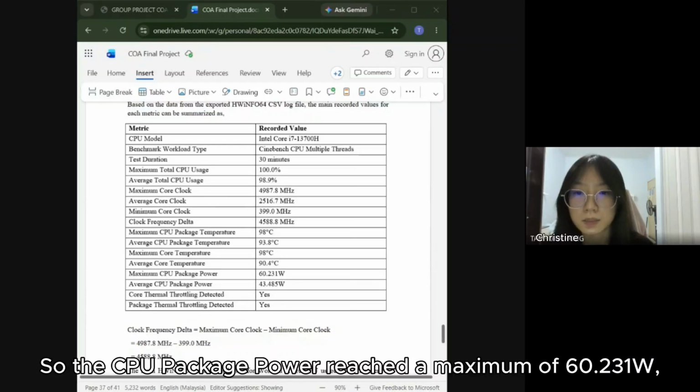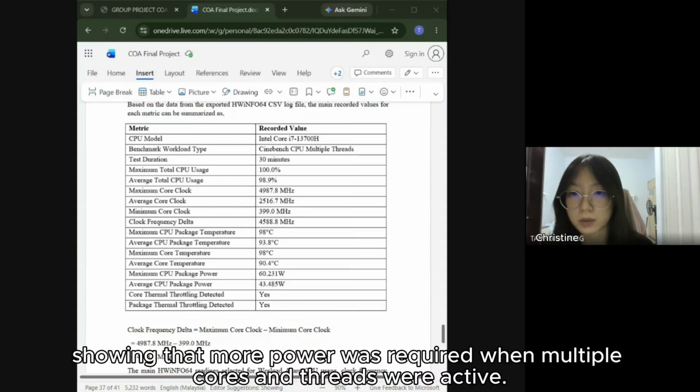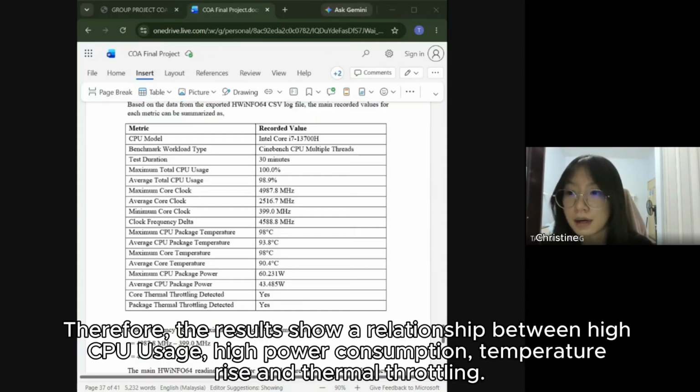So the CPU package power reached a maximum of 60.231 watts, showing that more power was required when multiple cores and threads were active. Therefore, the result shows a relationship between high CPU usage, high power consumption, temperature rise, and thermal throttling.